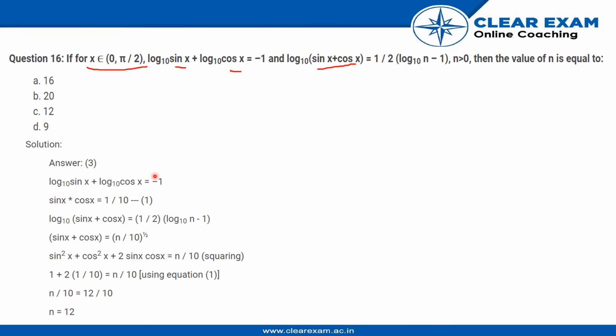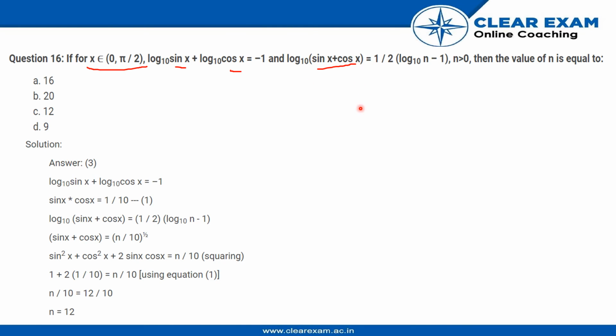We know log a plus log b, having the same base, will give us log of a times b. So we have log of sin x times cos x, which means sin x cos x equals the base raised to the term after the equality sign. So 10 raised to -1 gives 1/10. So sin x cos x = 1/10.